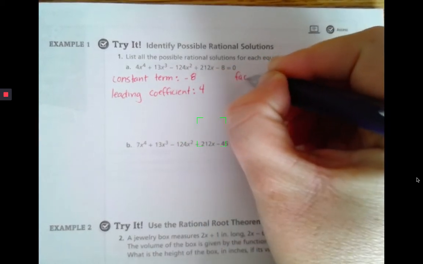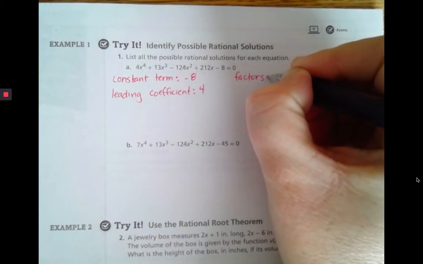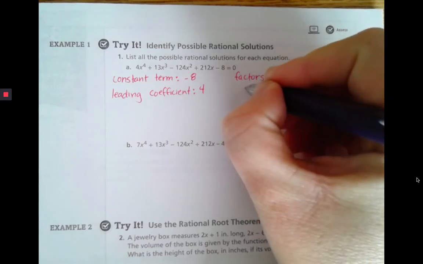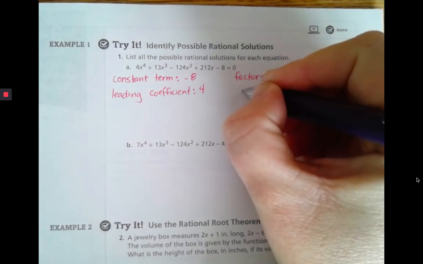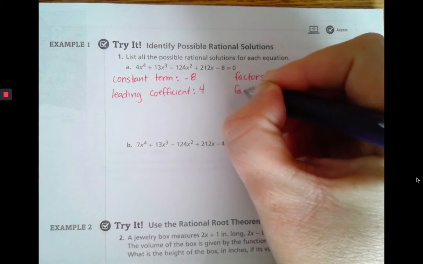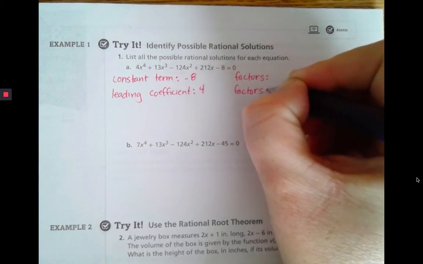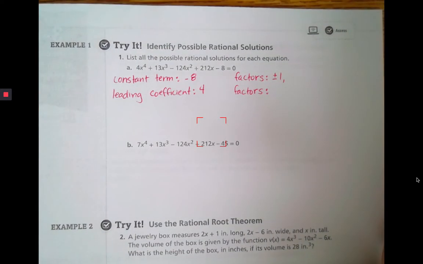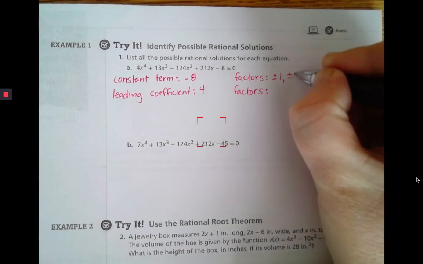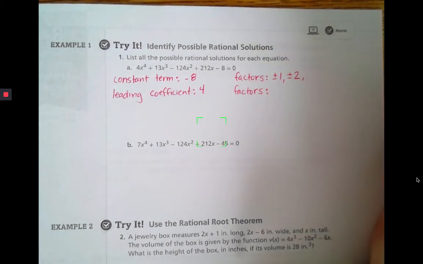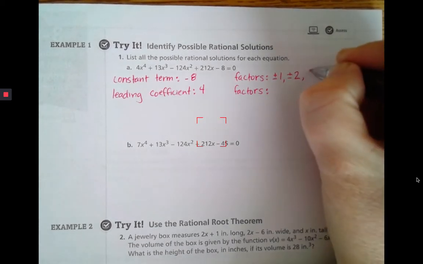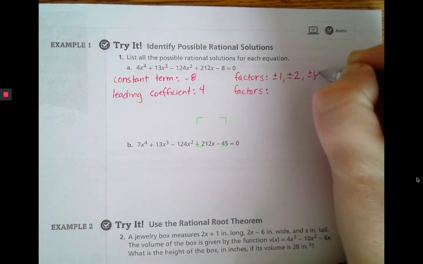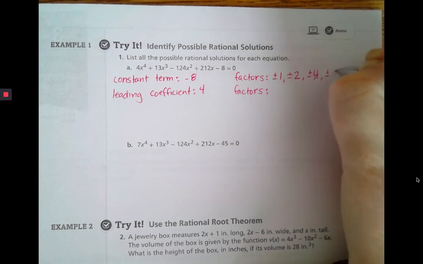Then we have to list out our factors of each coefficient, or each term. So factors of 8: 1 times what equals 8? 8. So plus and minus 1. Can 2 go into 8? Yes, 2 is a factor of 8. What would be the next number that is a factor of 8? 4. And then lastly, we would have 8.